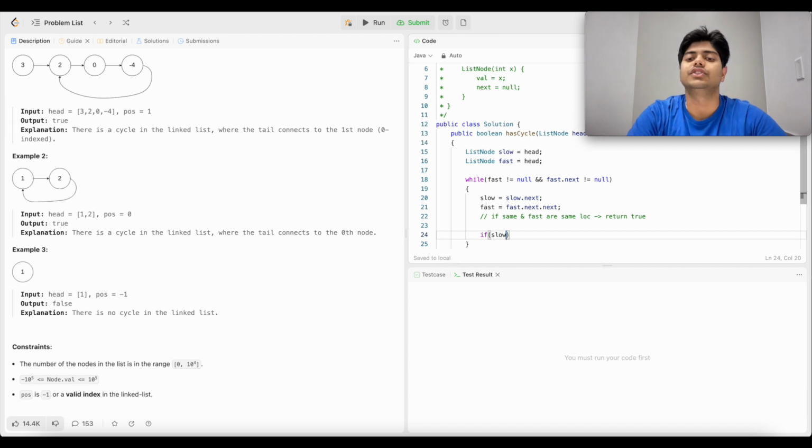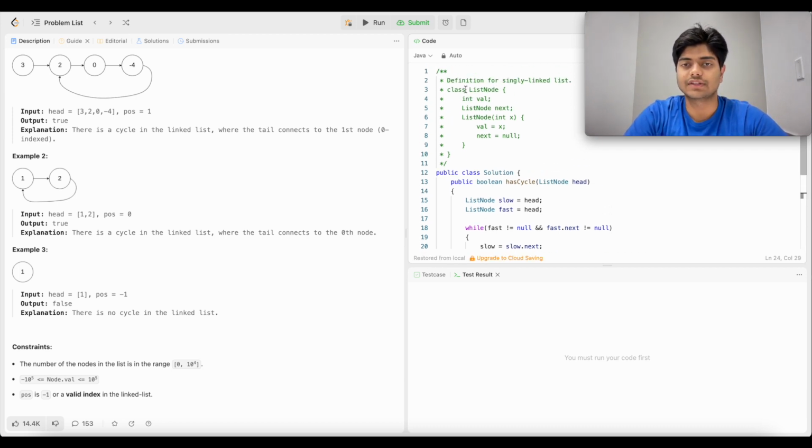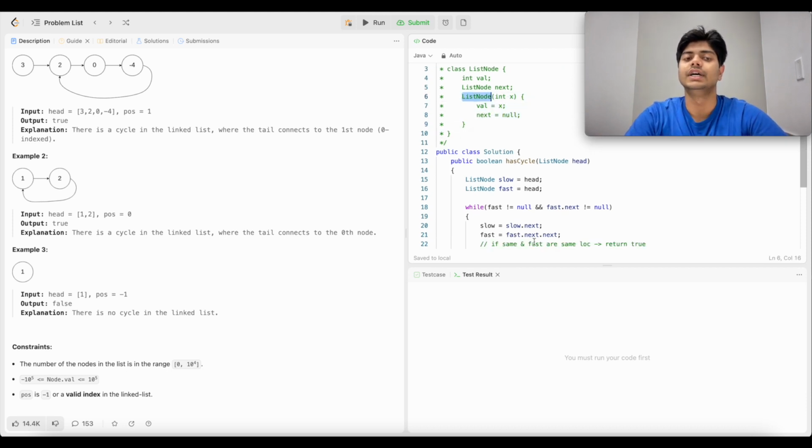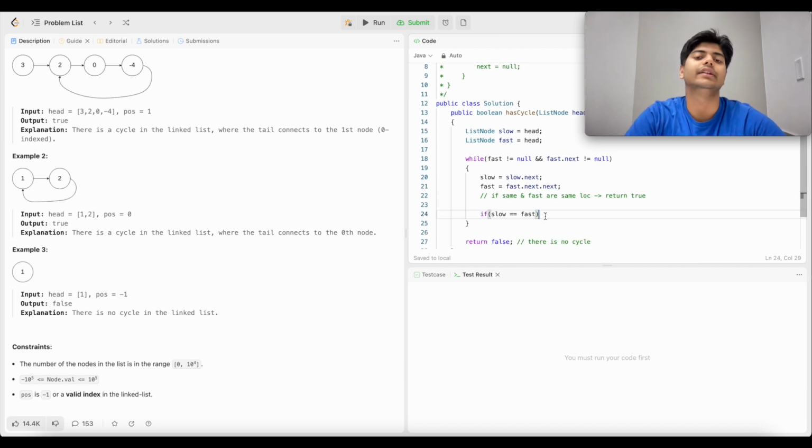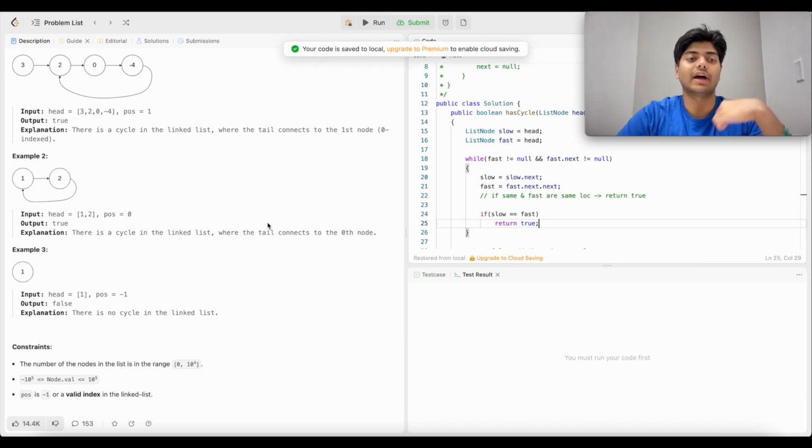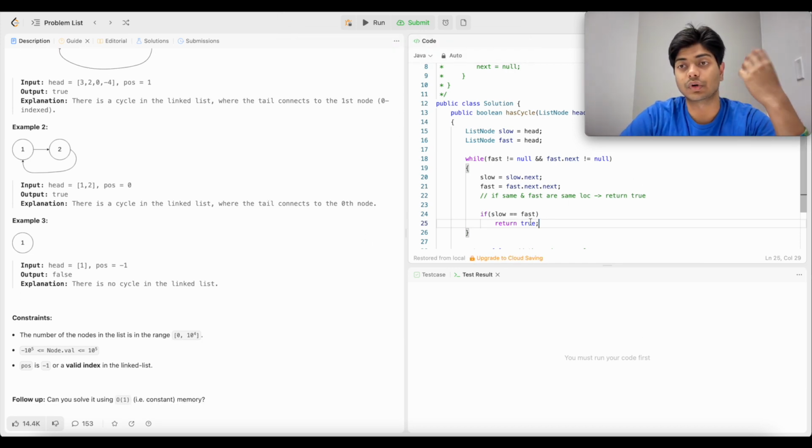Next, at the end we just check if slow is equal to fast, right? And they give us the class here. I don't think they actually overload the equals operator, but that doesn't really matter here because the node references aren't really changing, so we don't have to worry about that. But if slow is equal to fast ever, we automatically know that there is a cycle, and we just return true. Again, remember, they don't ask us where the cycle is or where it's occurring. We just need to know if there is a cycle.